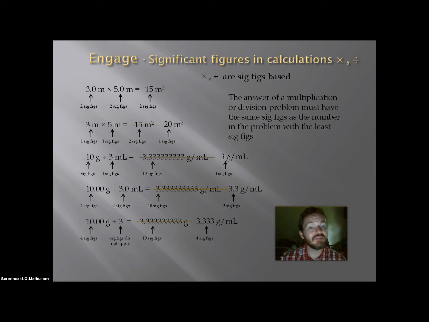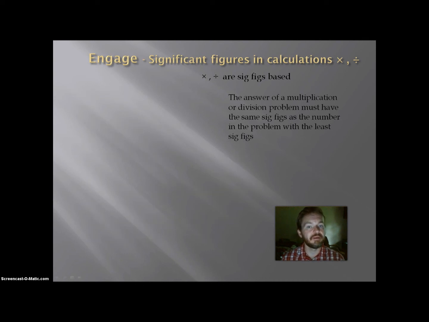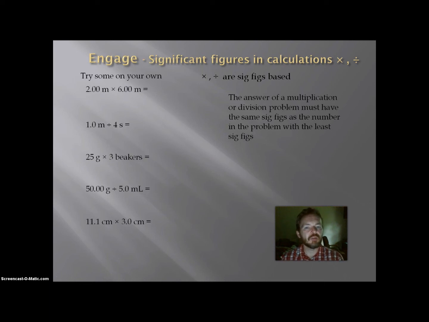Multiplication, division, we have to look at the sig figs of our given number and report our answer to the least amount of sig figs. So that means we're going to have to round our answer, and the sig fig rules help us figure out the rounding. Let's try some on your own. Here are 5 problems involving multiplication and division that you could encounter in chemistry. Please pause the video, work through them. When you're finished, unpause the video and we'll go through the answers.